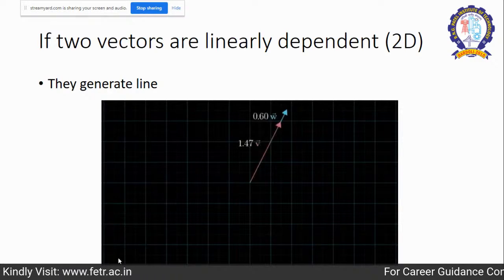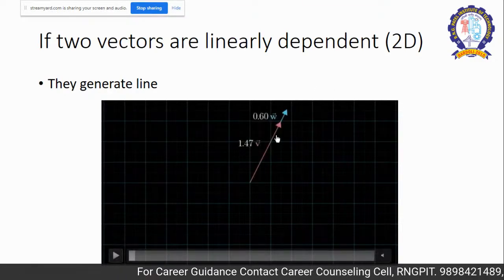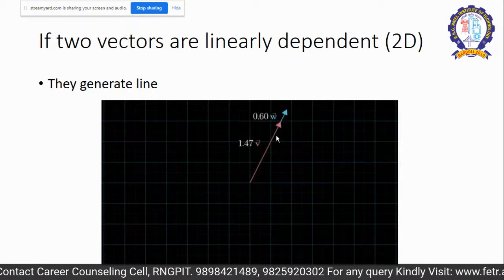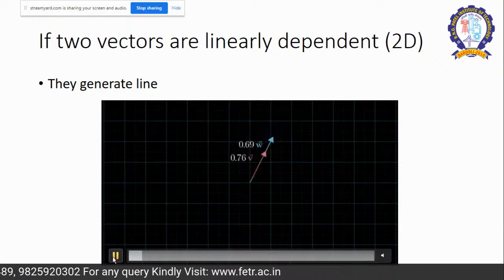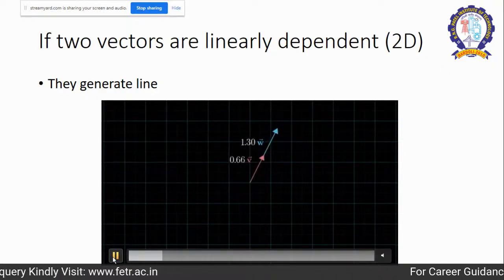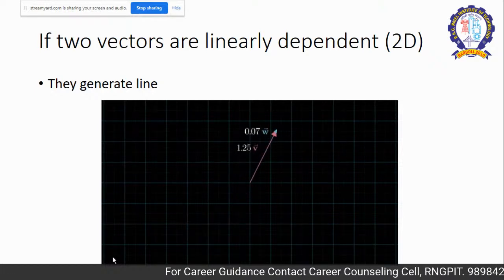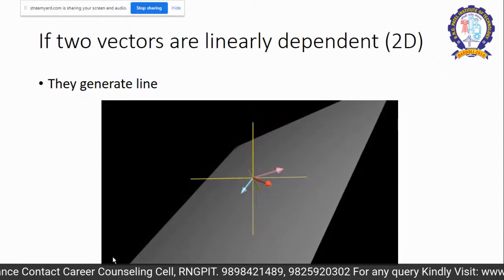But suppose two vectors are linearly dependent, then what happens? It means they are collinear. We already said that dependent means collinear. So when we change the scaling of that, what happens? This generates a line. So two vectors that are linearly dependent generate a line.